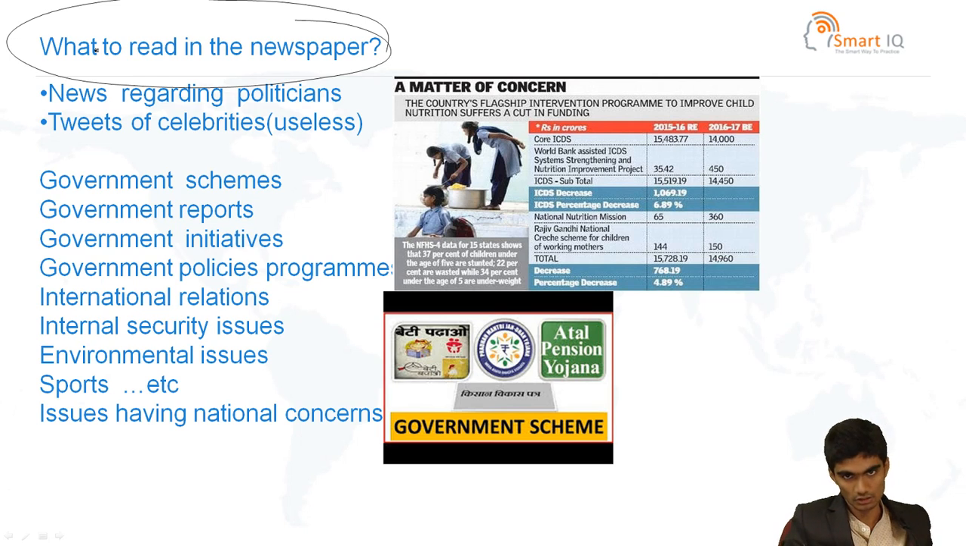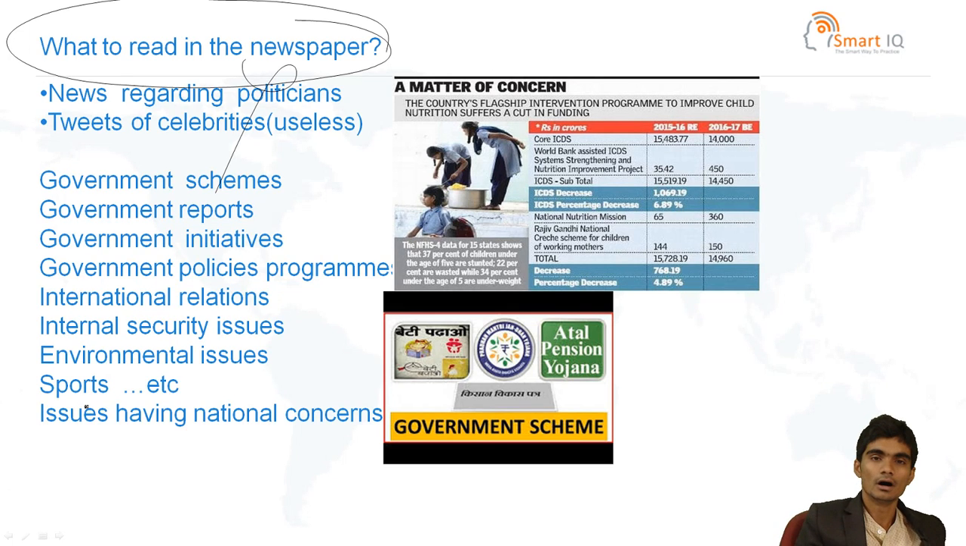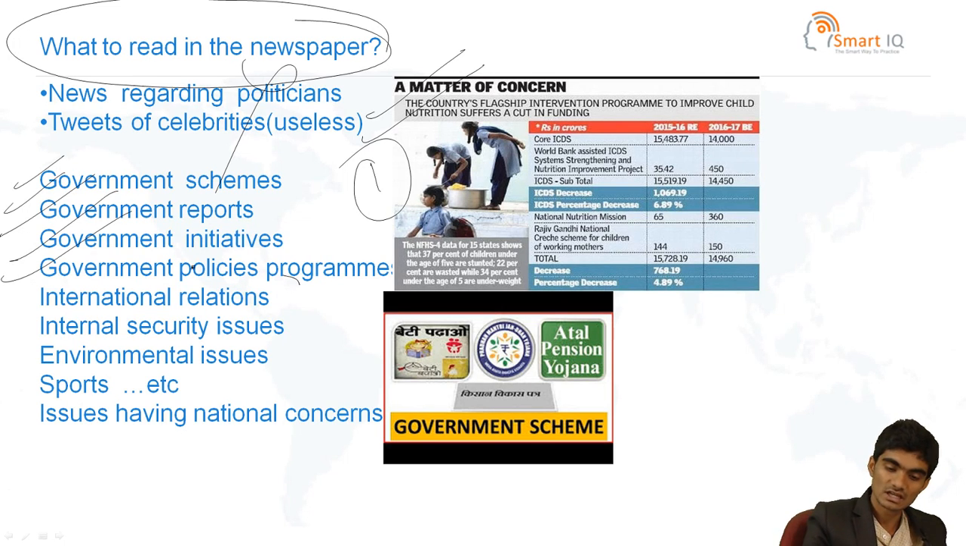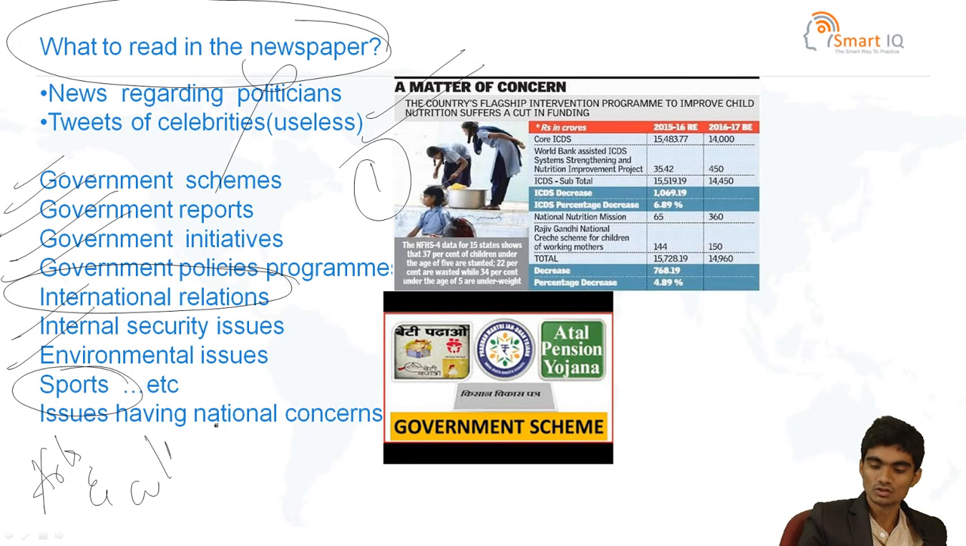So try to eliminate the things. Instead of ticking what are all the important issues, try to eliminate the things which are out of the box, which are out of the syllabus. That makes your selection the right way. So what I am saying is, news regarding politicians, political gambits, blamings of politicians, or rivalries of political schemes is less important. But government schemes, government programs, initiatives, policies, international relations concerned with India, Indian diplomatic tie-ups, news of internal security of India, environmental issues, sports achievements, or arts and culture that appear in the newspaper matter.